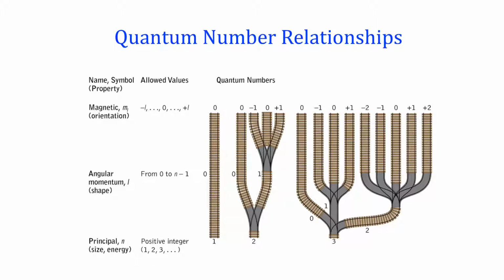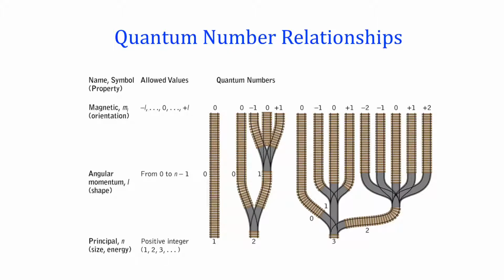Our m sub l is also dependent on the quantum number that comes before it. So we can see that m sub l depends on the value that we have determined for l. We see a little bit of a pattern here where m sub l depends on our l, which depends on our n. So they are very much intertwined with each other.